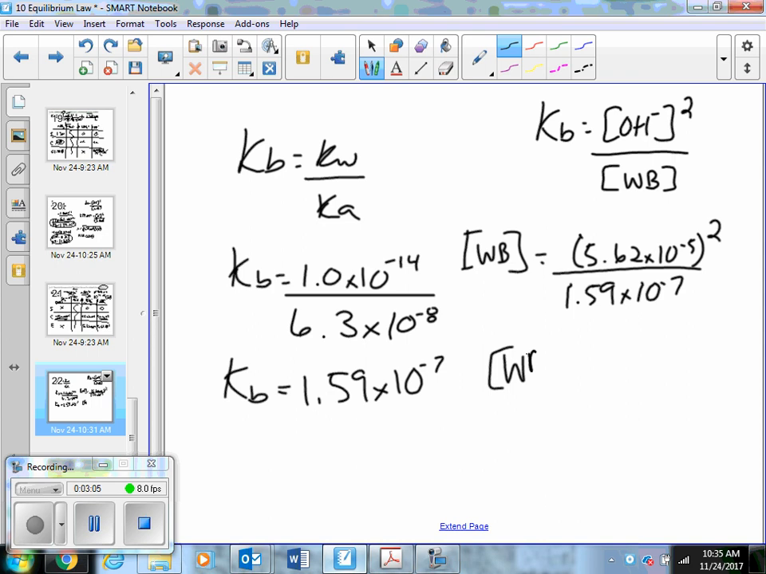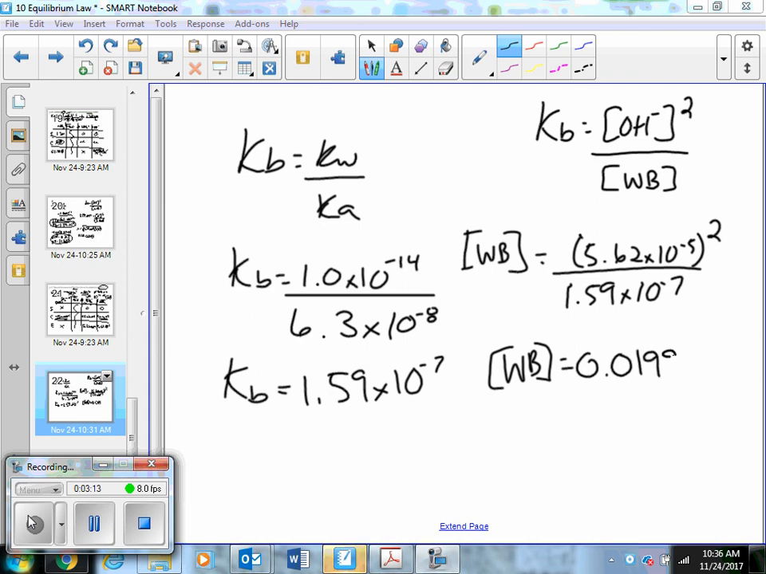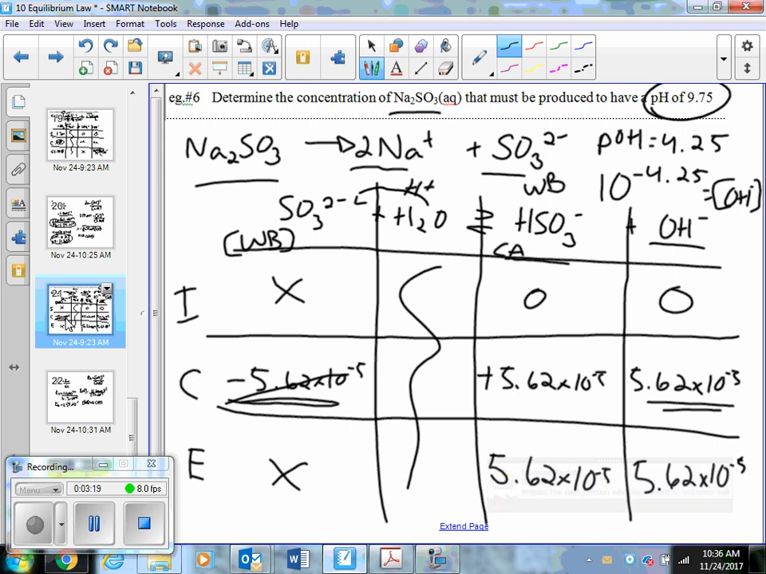So our concentration is equal to 0.0199. So this is the initial concentration of the sodium sulfite. Just double check though that this is a 1-to-1 ratio, because technically it asked us for the concentration of the sodium sulfite, not the sulfite ion itself. So it is a 1-to-1 ratio, so we can assume that those are equivalent. So 0.0199.